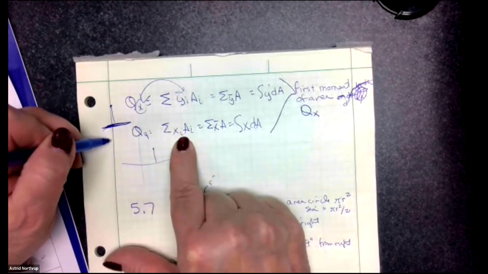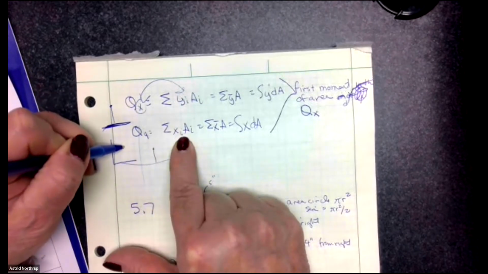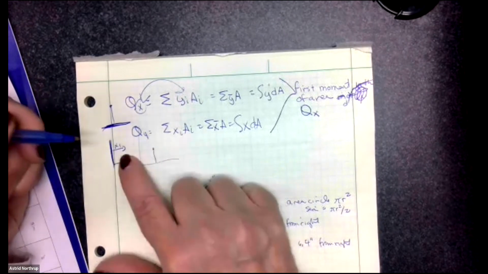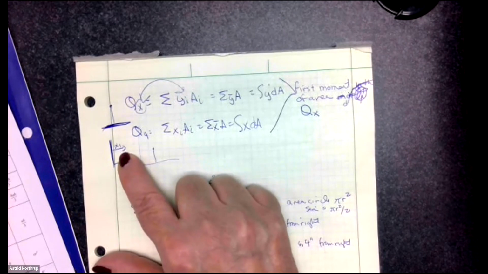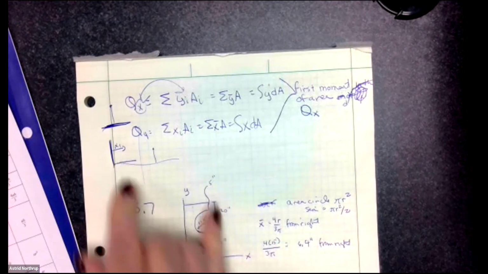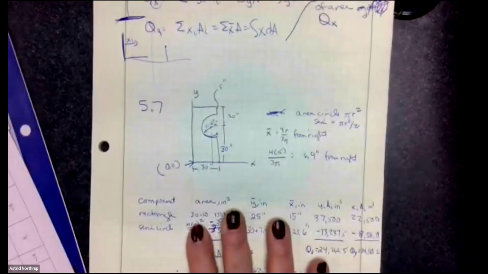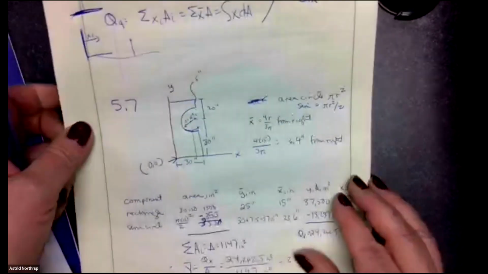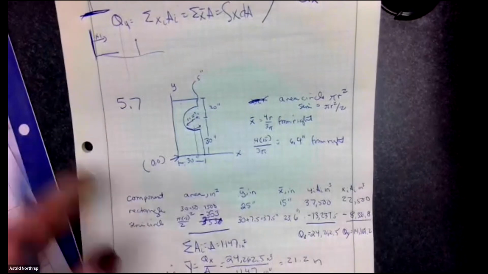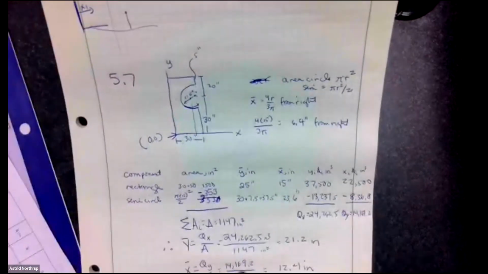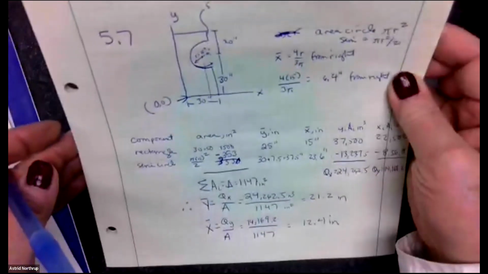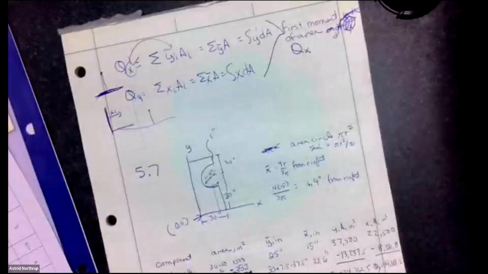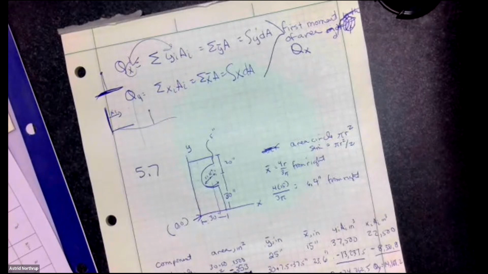Q sub Y, on the other hand, is referenced from a Y directional axis because the perpendicular distance from the Y directional axis is an X distance. So there you go. Yeah, so that's kind of the deal on this. So that's the first part of chapter 5.